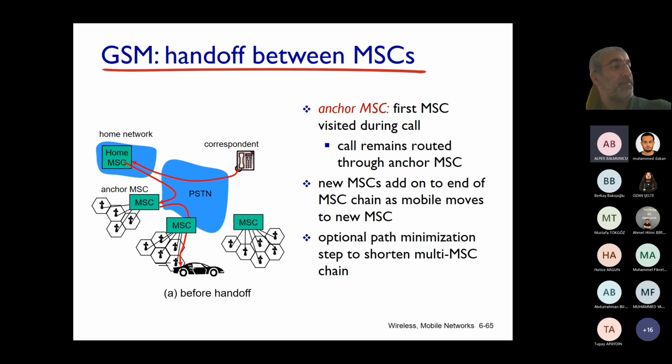So the call remains routed through the anchor MSC. And as we add a new MSC, we need to add this new MSC to the end of the MSC chain as the mobile moves to the new MSC. There are some methods to minimize these paths, basically this chain.